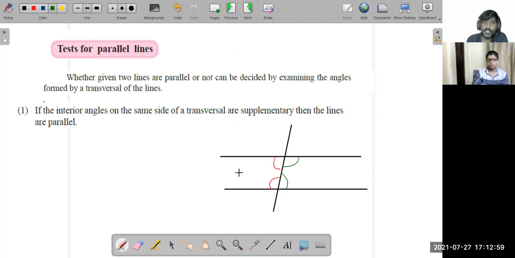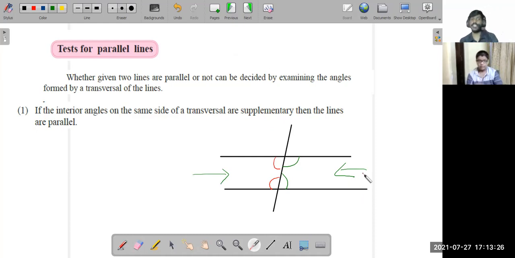First, same side means either left side or right side. Are supplementary. What do you mean by supplementary? 180 degrees. That means if you add both of them and you get 180 degrees, then it is supplementary. So if this happens, you can directly say that these two lines are parallel to each other. Is this clear? First point: if the interior angles on the same side of the transversal are supplementary, then the lines are parallel.